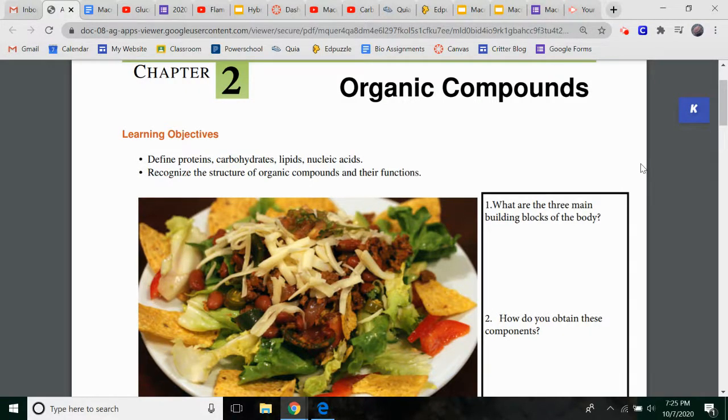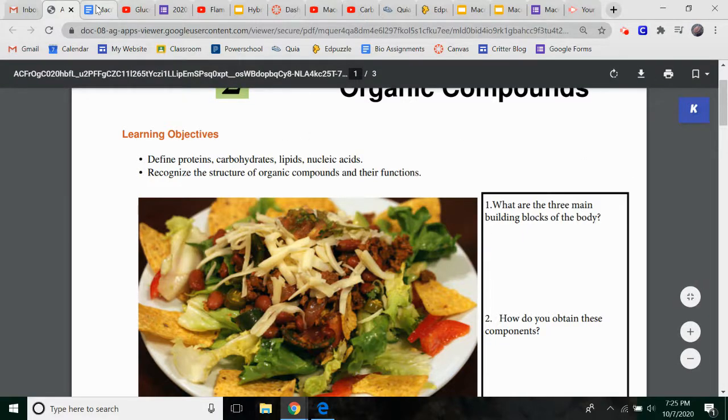Well, sort of. We're going to be doing an activity rather than a lab this week, and during this activity, you're going to be reading or listening to me read a little article about organic compounds. After you hear this reading, you're going to answer several questions.